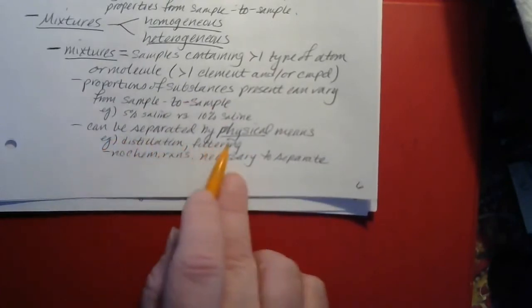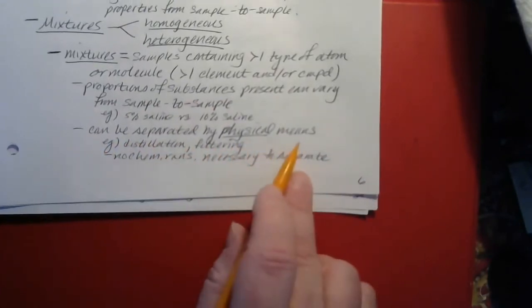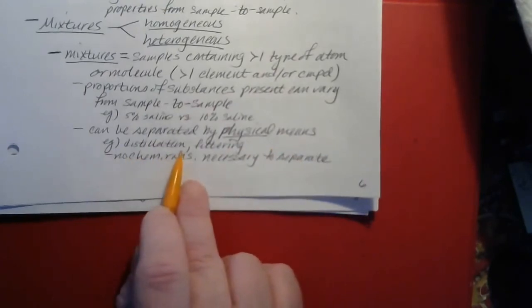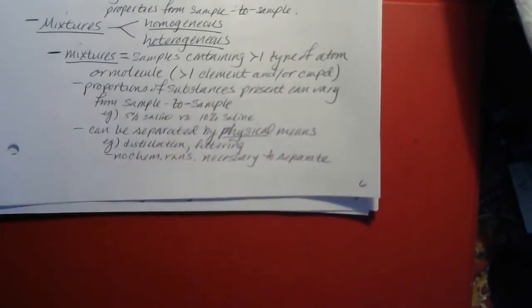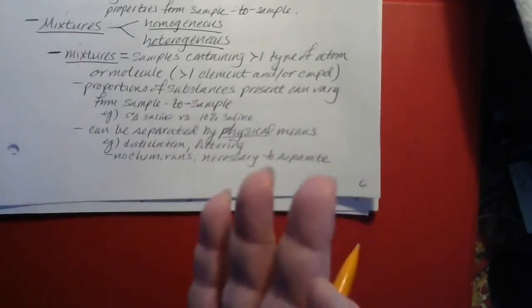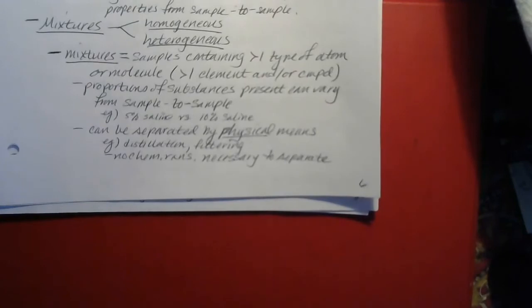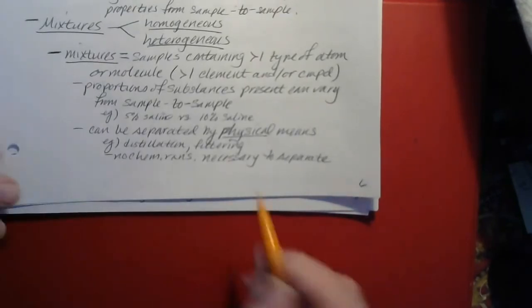And also mixtures can be separated by physical means. Physical means would be something like distillation, where you separate two substances based on different boiling points, but they're still the same substances when they come out separately as they were when they went in together. You're just taking them apart from each other.